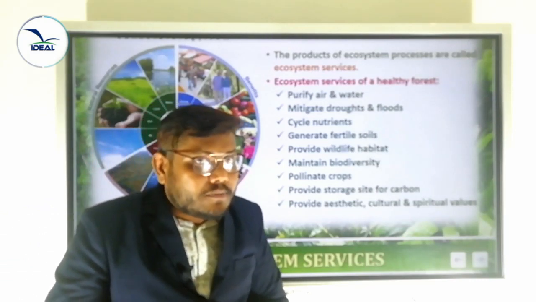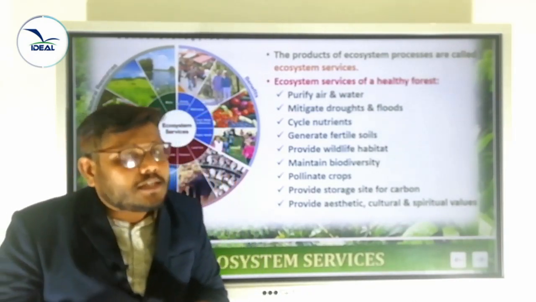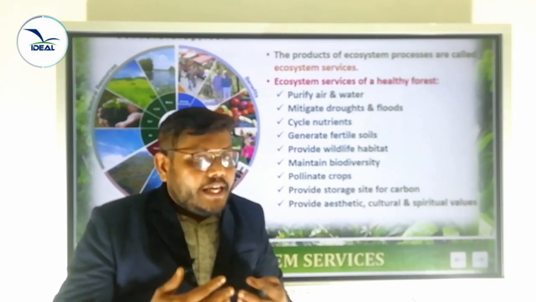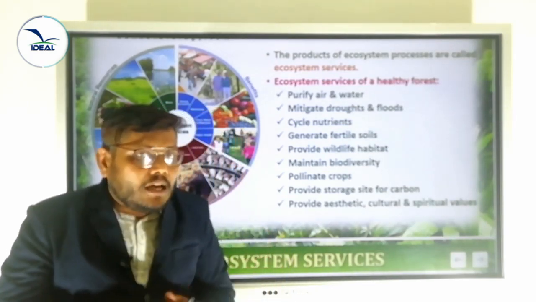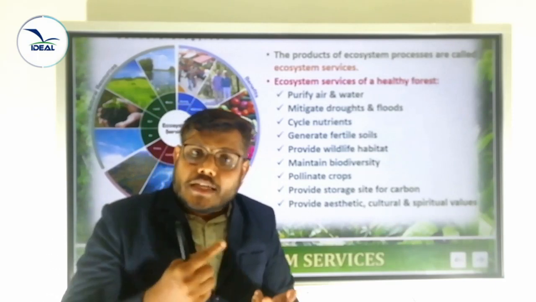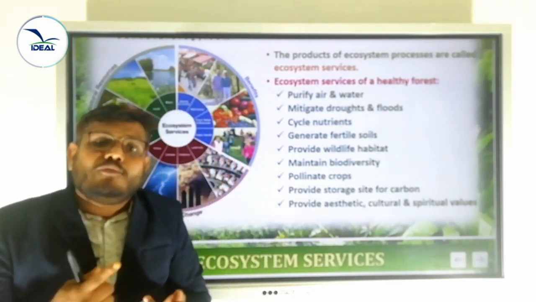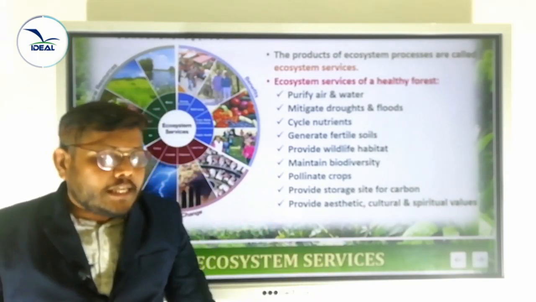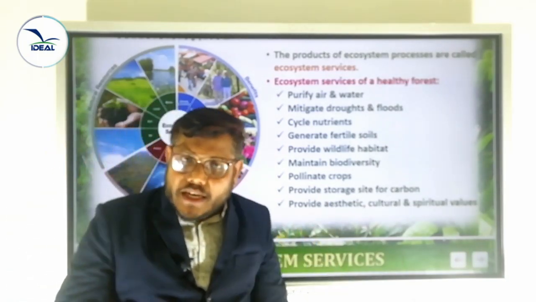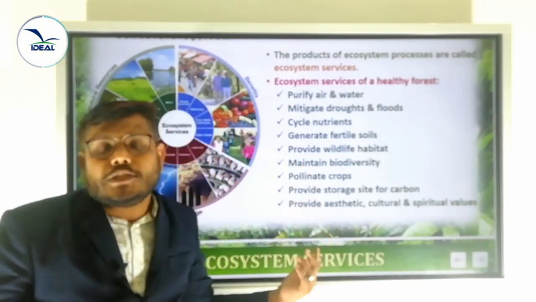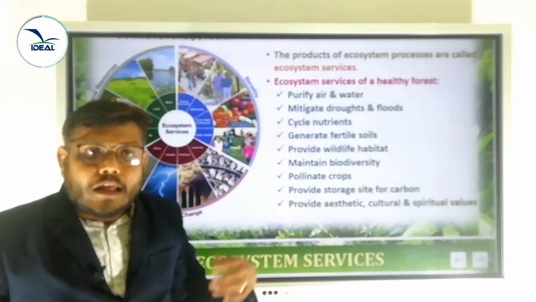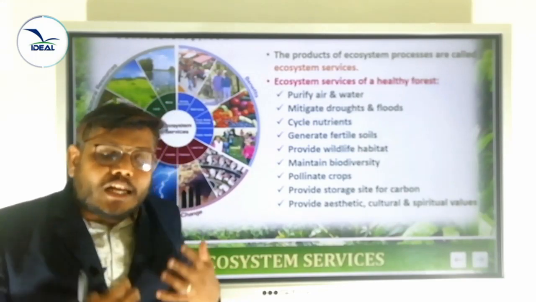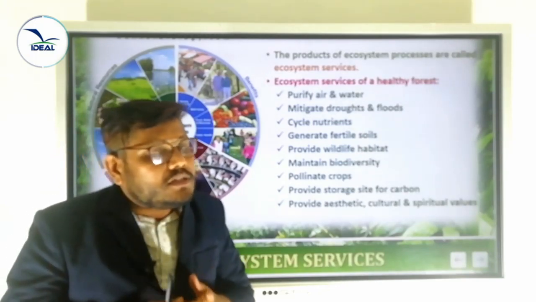All of you understood? This is the chapter. We already discussed this chapter: what is an ecosystem, the structure of an ecosystem, and the functions of an ecosystem. One is productivity, another is decomposition, another is energy flow, then another is nutrient cycle. Along with this, we already explained the ecological pyramid, food chain, food web, and ecosystem services.